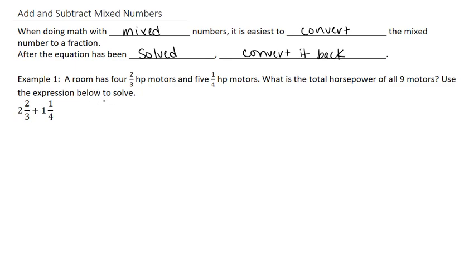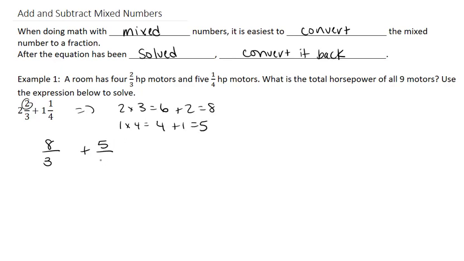So 2 times 3 is 6, plus this 2 is 8. So the first one is 8 over 3. Next, we have 1 1/4. So we have 1 times 4, which is 4, plus 1, which is 5. So we have 5 over 4.